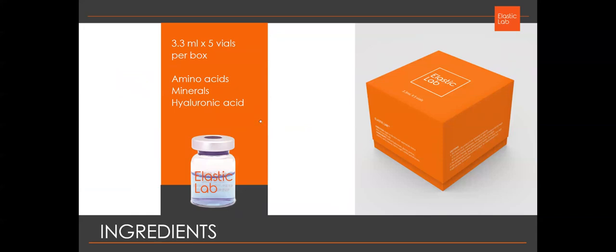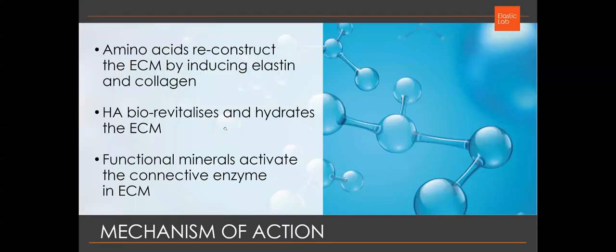So what are the ingredients of our Elastic Lab Skin Booster? In one of these boxes, you have 5 vials, and each vial contains 3.3 mls of Skin Booster. The main ingredients are amino acids, minerals, and hyaluronic acid. Amino acids will help reconstruct the ECM by inducing elastin and collagen. Hyaluronic acid biorevitalizes and hydrates the ECM with its hydrophilic properties. Functional minerals activate the connective enzyme cascade within the ECM.